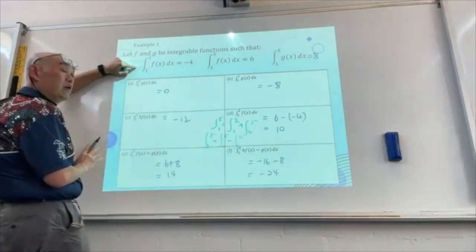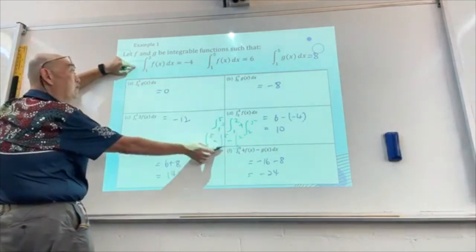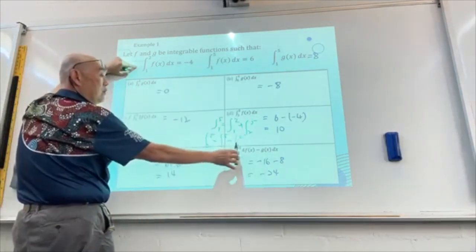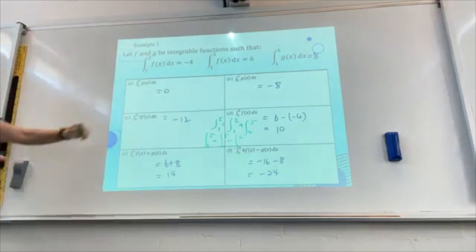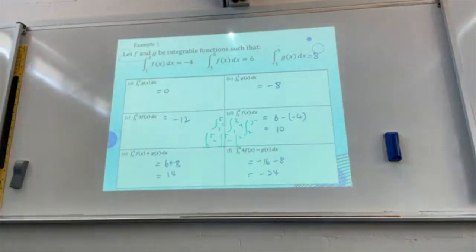Why are you making it so hard for yourself? So integrating 1 to 5, you draw it on here. Base 6 times 2, divided by two, minus the area of that top triangle, so it's 6 minus minus 4, which is 10.